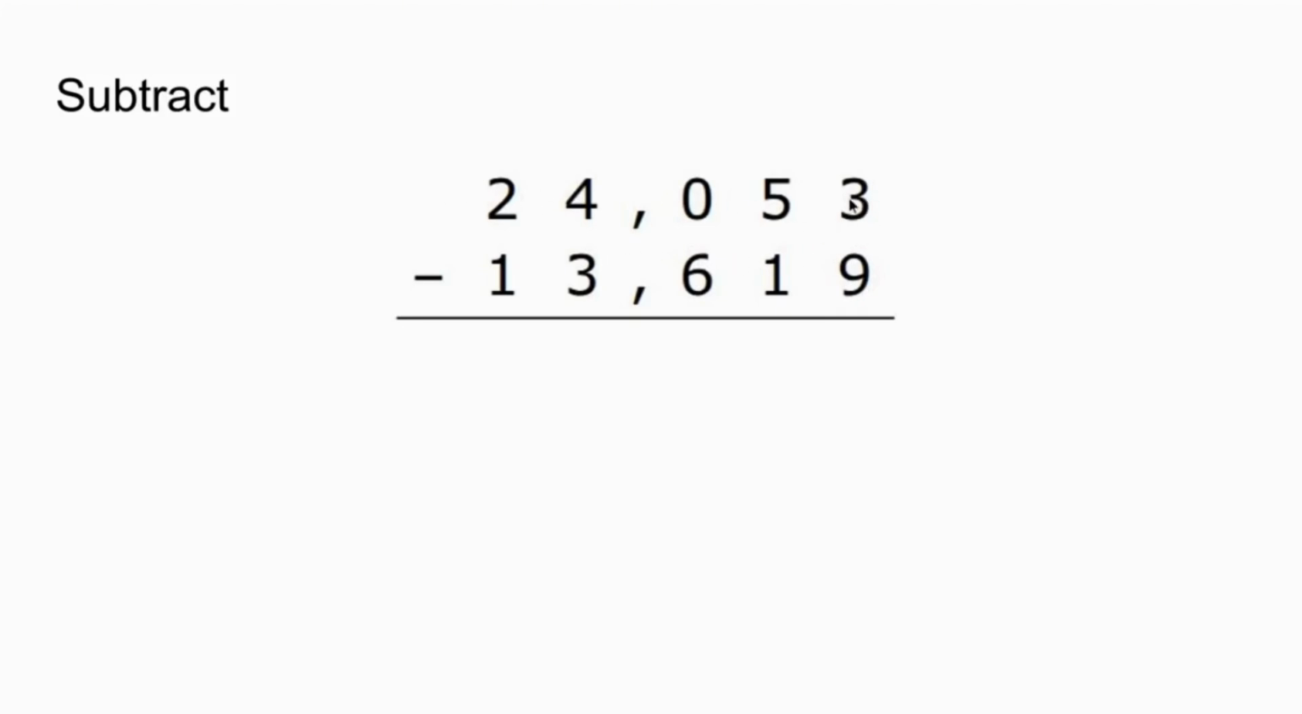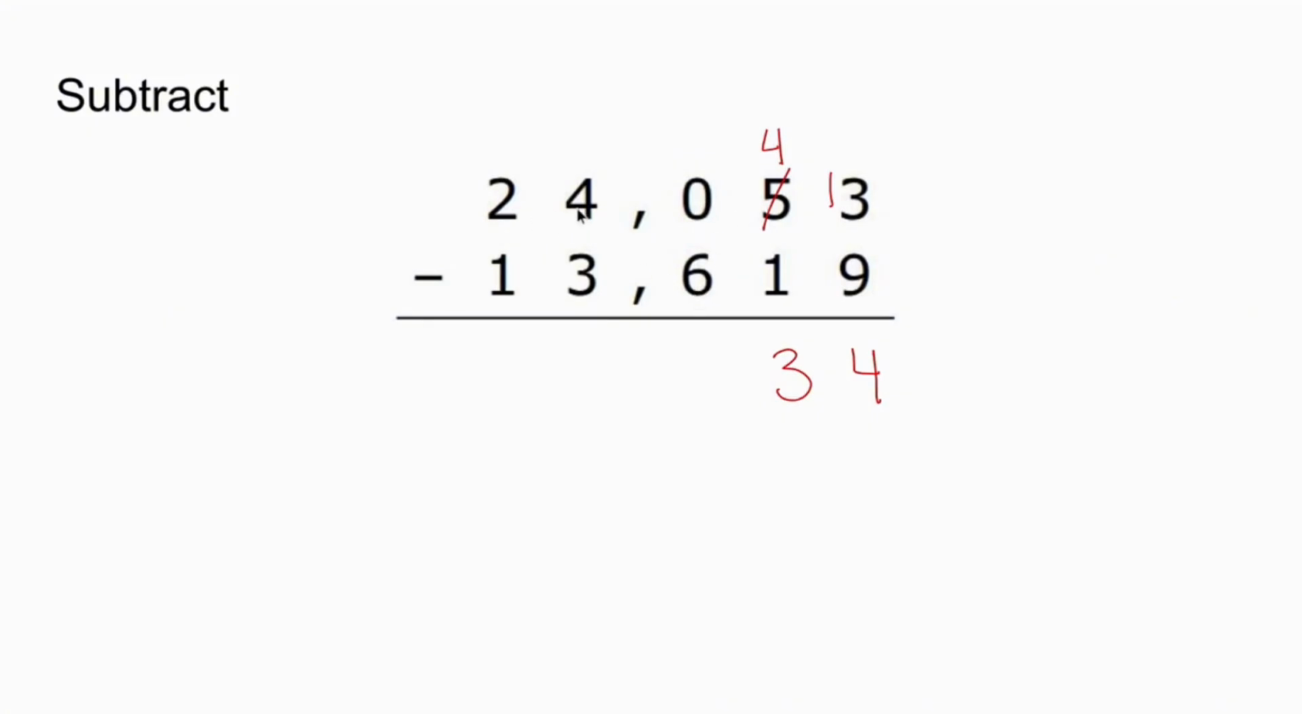Now remember, if you can't do 3 minus 9, which you can't, what you do is you borrow from the number on the left, drop this number down a digit, and then make it 13. So I have 13 minus 9, which is 4. 4 minus 1 is 3.